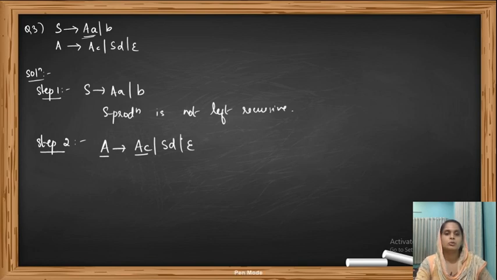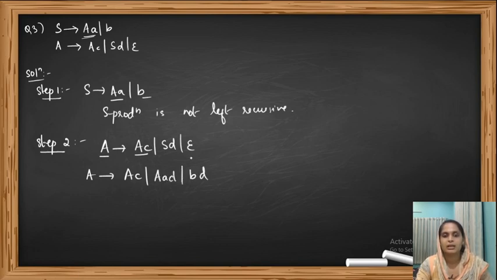So what is our step 2? We have to substitute the value of S in this production. So this production will become A produces AC bar. In the second term, SD, we have to substitute the value of S with AA and B, right? So it will become AAD bar BD. And what is left here? It is epsilon. So epsilon. Now we can see that A production, A produces AC bar AAD bar BD bar epsilon, this production has become directly left recursive. We have eliminated the indirect left recursion from that, right?